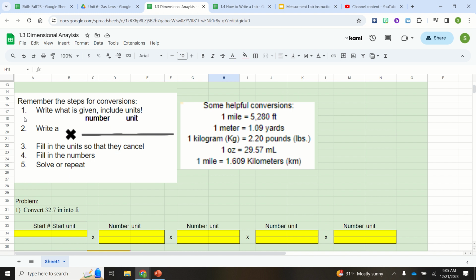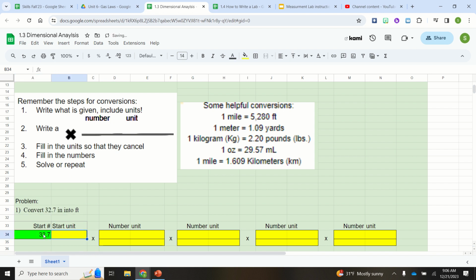So we're going to follow these steps. Step 1: write what's given, including your units. What's given to us in the problem is the number and the unit directly following it: 32.7 IN for inches. Step 2: write a times and a fraction line. That is already done for us.